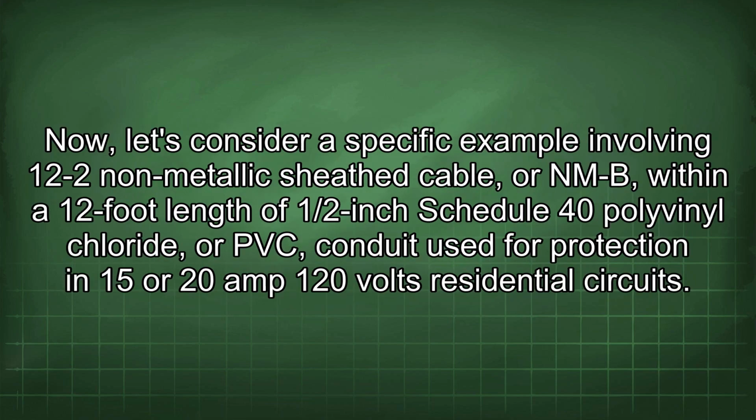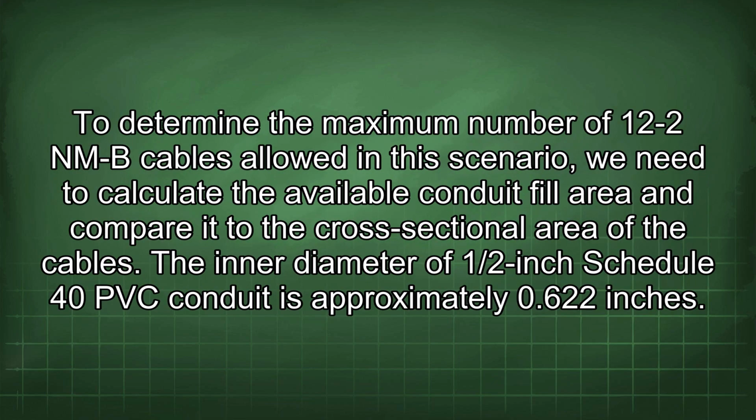Now, let's consider a specific example involving 12-2 non-metallic sheathed cable, or NMB, within a 12-foot length of 1/2-inch Schedule 40 polyvinyl chloride, or PVC, conduit used for protection in 15 or 20 amp 120 volt residential circuits. To determine the maximum number of 12-2 NMB cables allowed in this scenario, we need to calculate the available conduit fill area and compare it to the cross-sectional area of the cables.